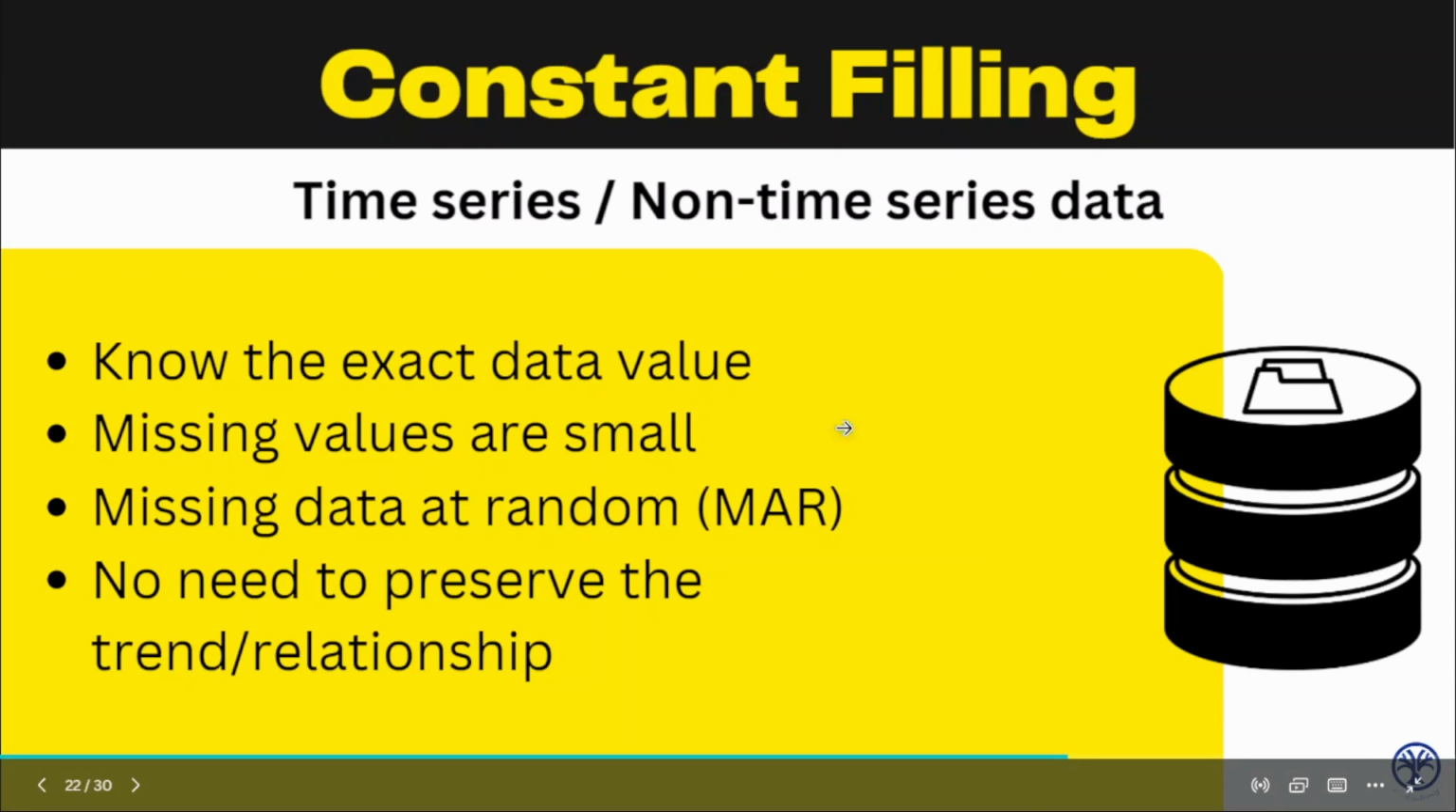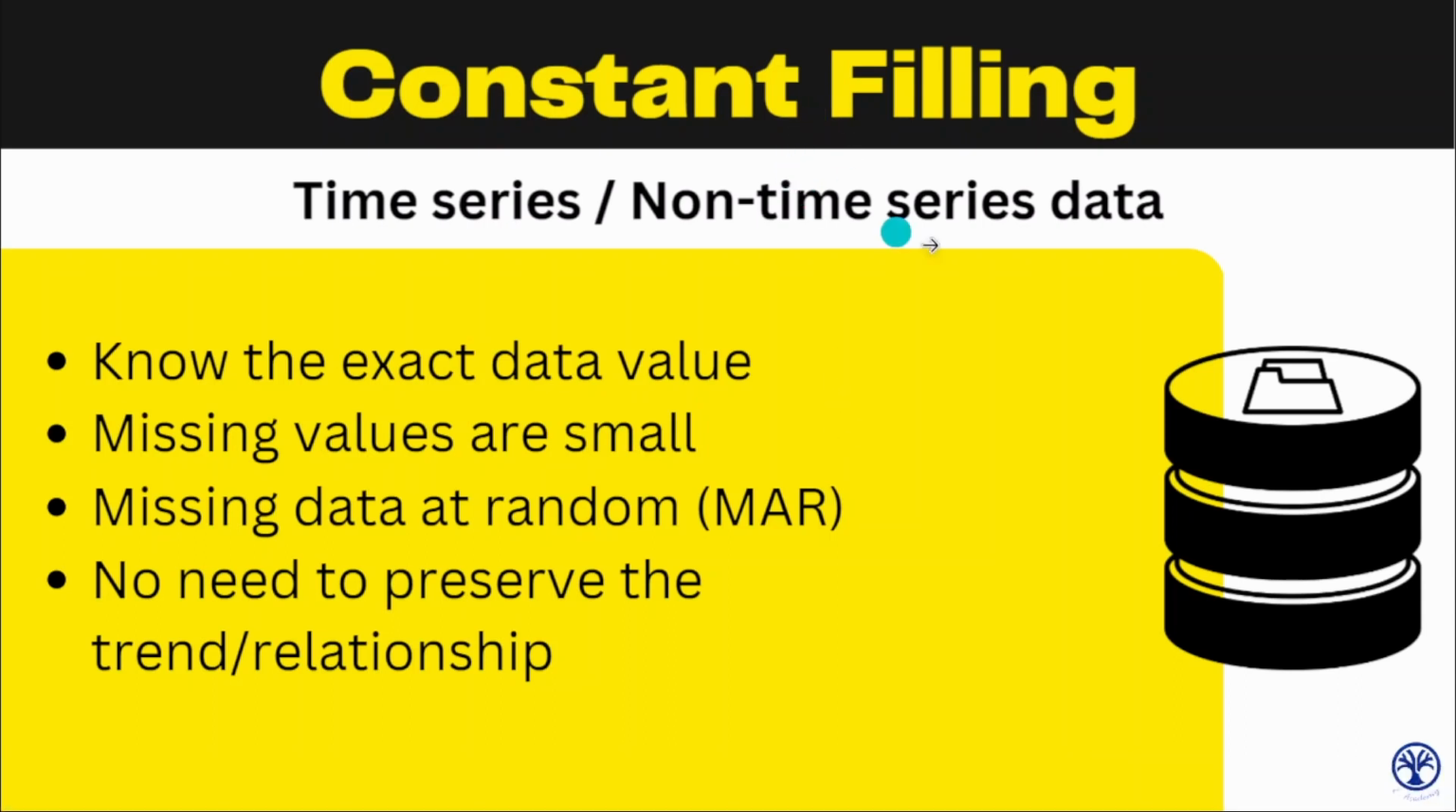Although constant filling actually has more focus on non-time series data, sometimes it may also be used in time series data. And in time series data, it should be used when we know the exact data value for a certain variable. For example, the postal codes of some values are missing, so we can fill that constant value with the help of constant filling if and only if we know the exact value. And if the data is not time series, then the missing values should be really small and it should be missing at random, MAR, that we have discussed in the previous video about deletion. Then we can fill by a certain constant value.